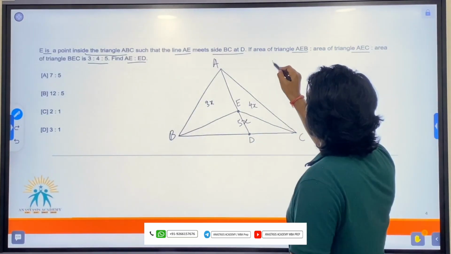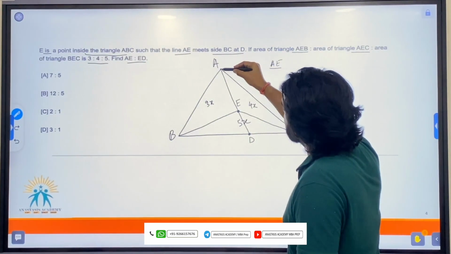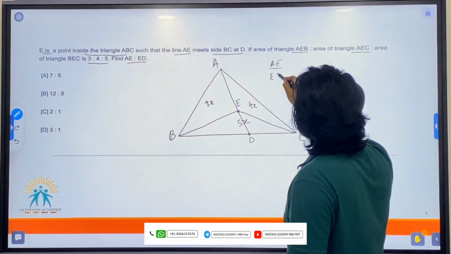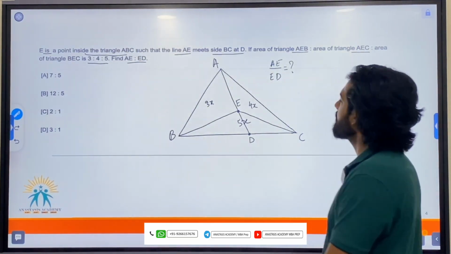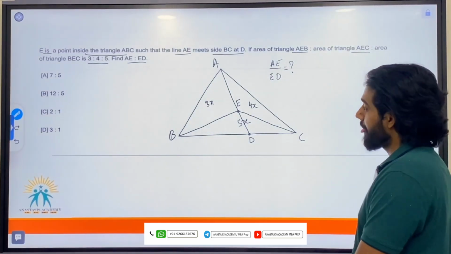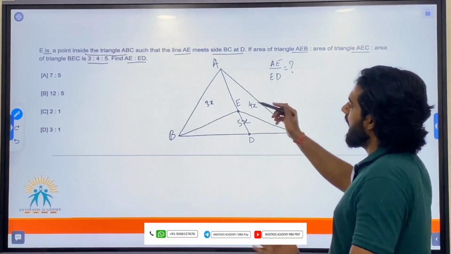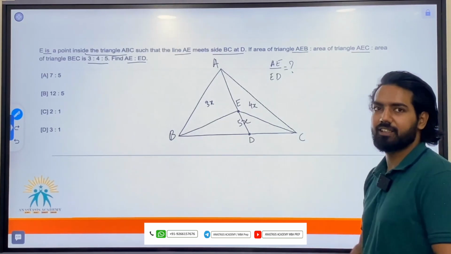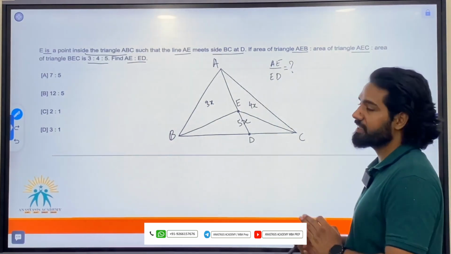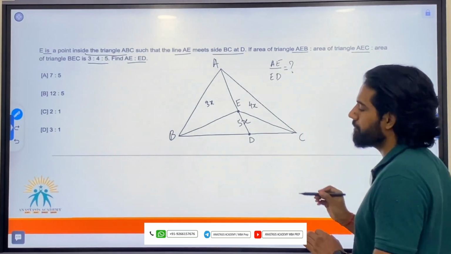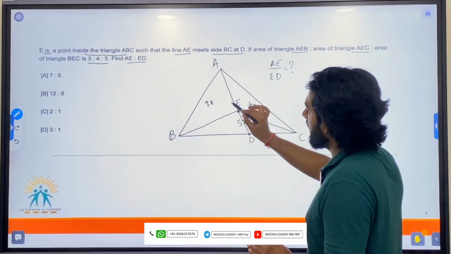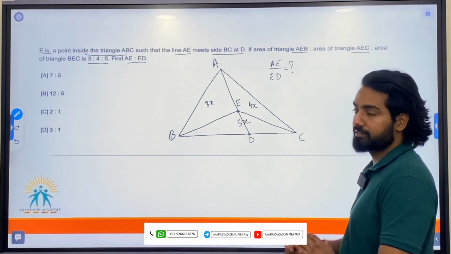I have to find the ratio of this length AE to ED. Now area is given and the ratio of length is asked. The obvious thought is of the property when two triangles are on the same base, right?